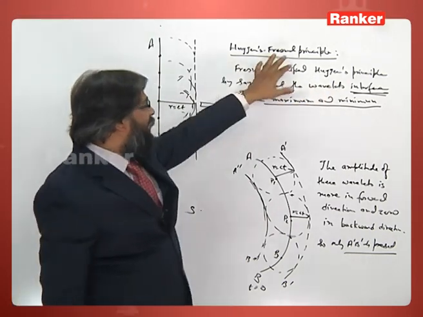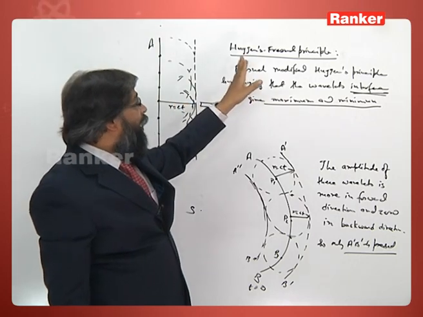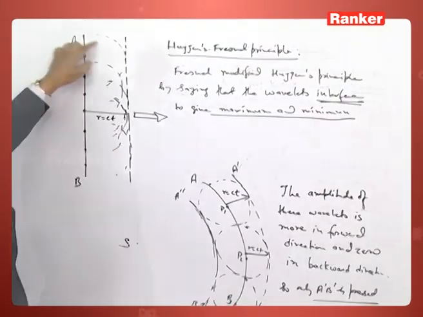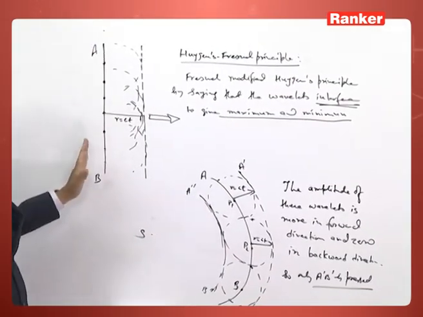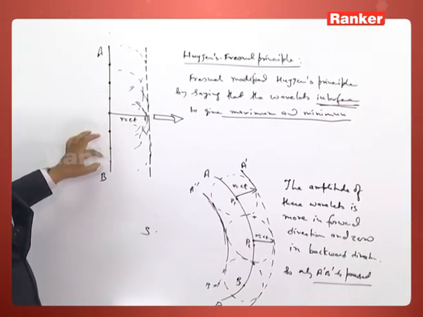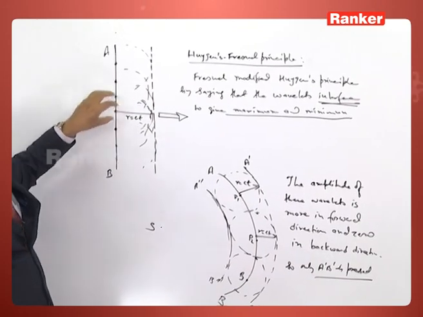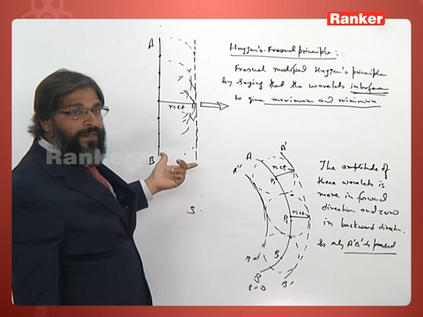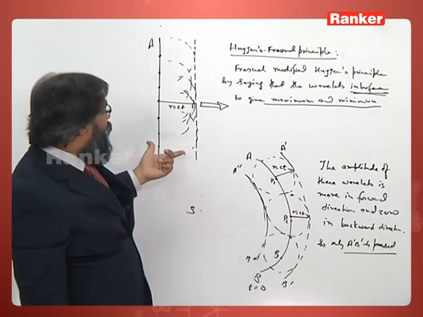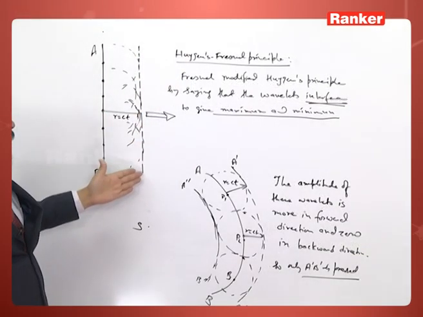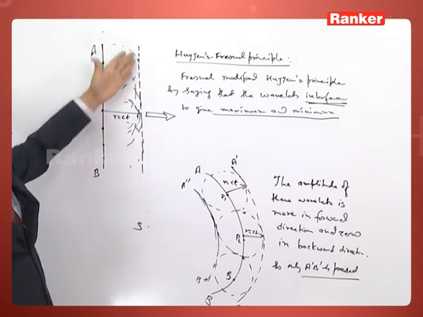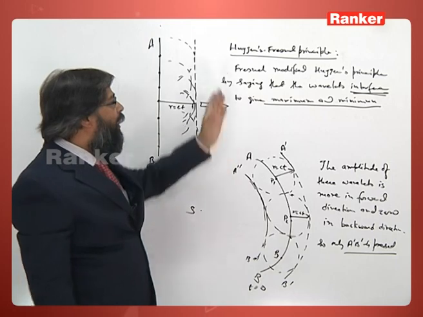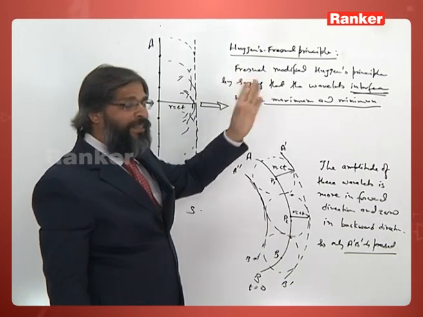So now the combined theory will be called Huygen's Fresnel theory, according to which all the points on the primary wavefront act as secondary sources. They emanate wavelets and these wavelets interfere, and the envelope forms a new wavefront, that is the wavefront at the next time. This is Huygen's Fresnel's principle.